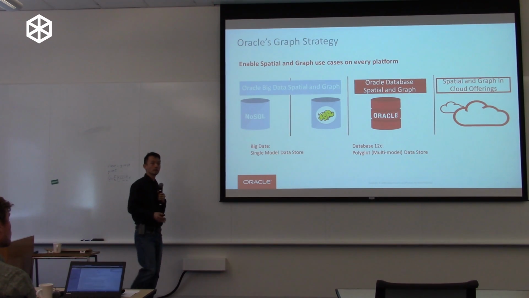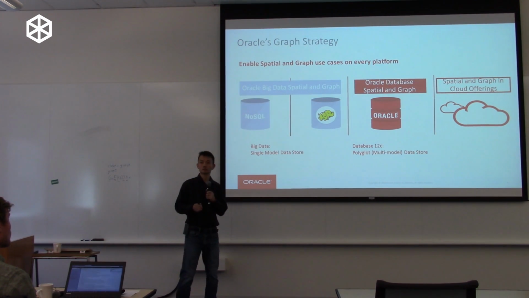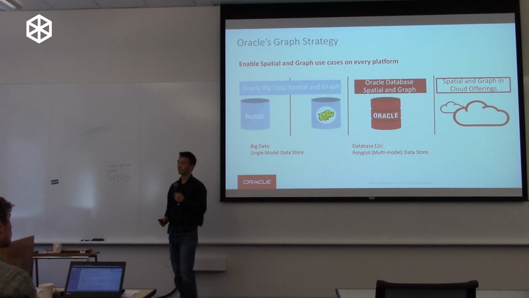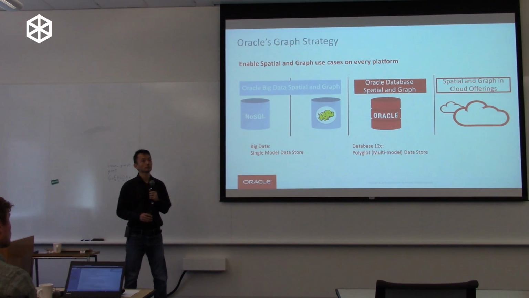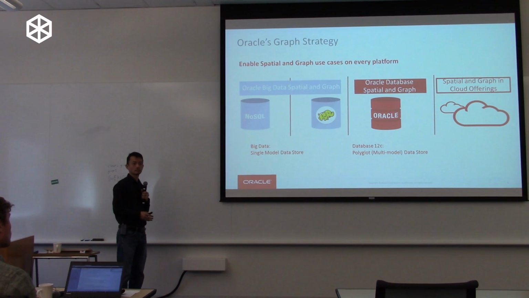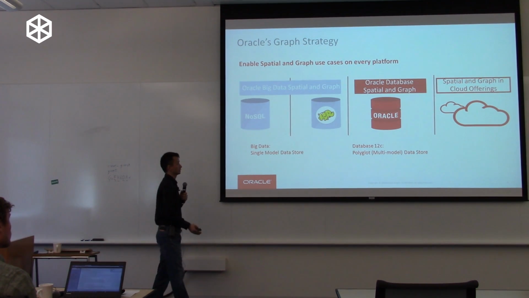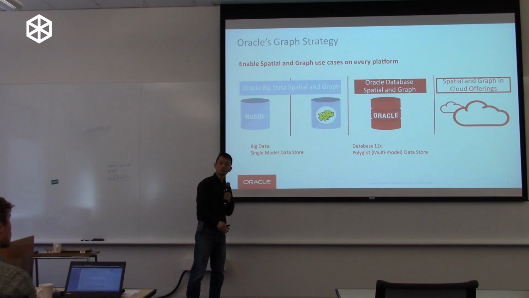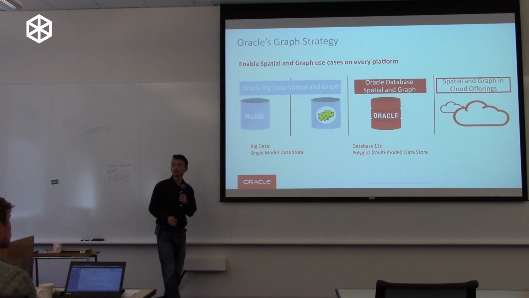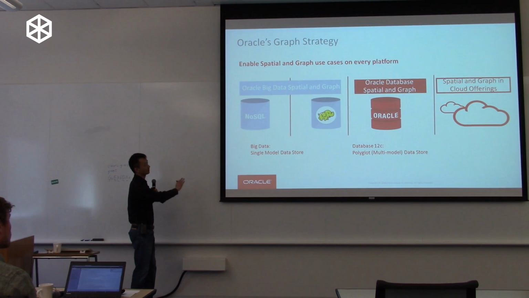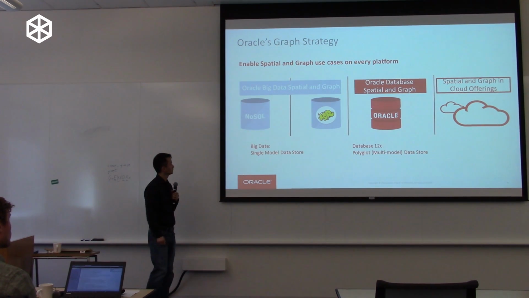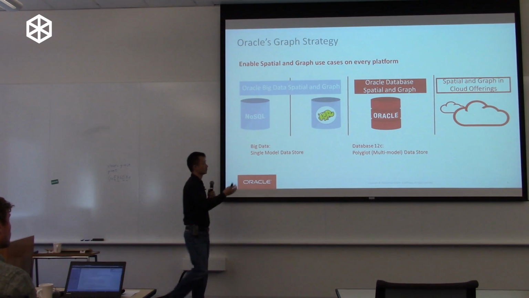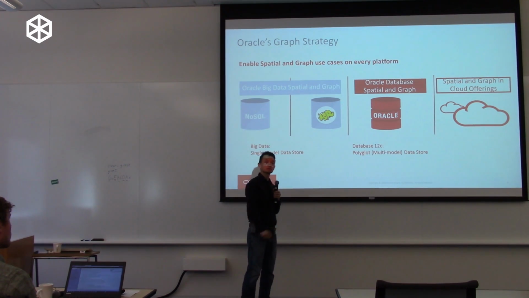At Oracle we have a clear strategy to handle graph data. We treat graph as yet another data type, when comparing against spatial data, relational data, JSON data. We support graph as a data type on all kinds of platforms: Hadoop platforms, Oracle Relational Database, and of course, the cloud.